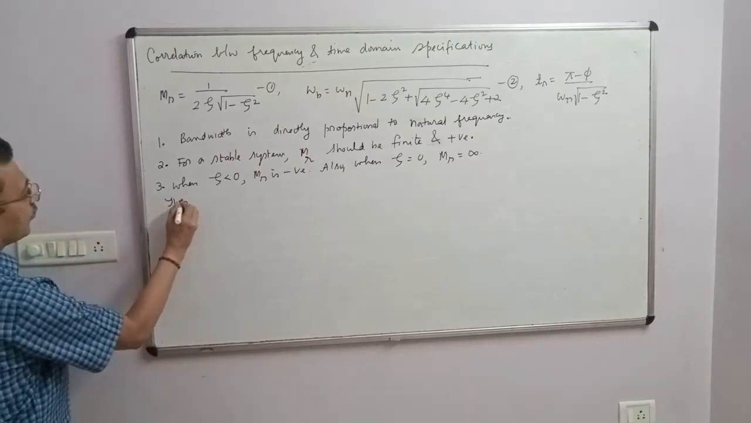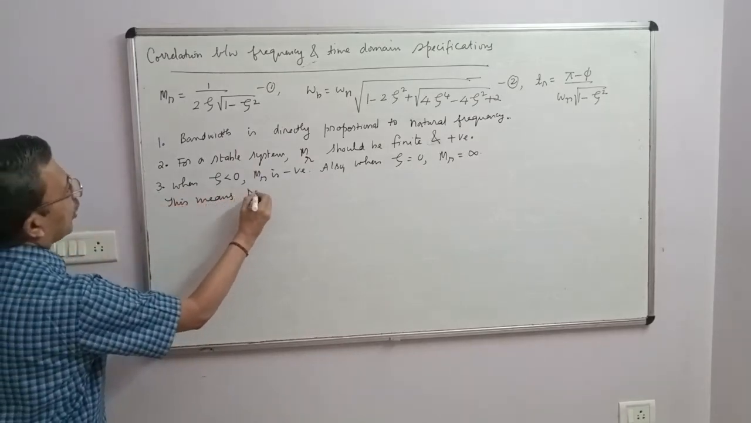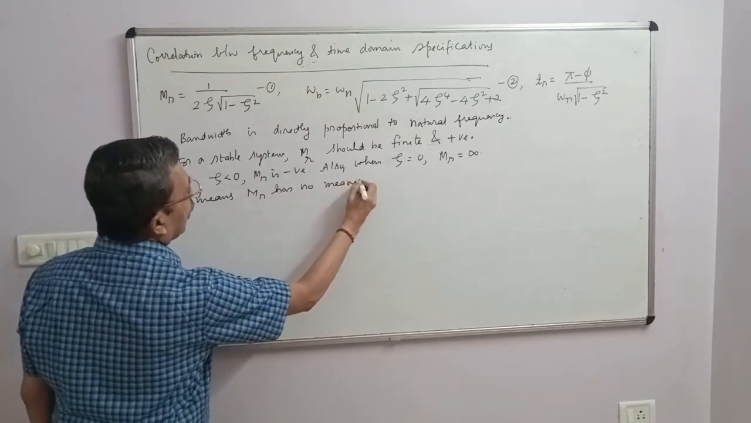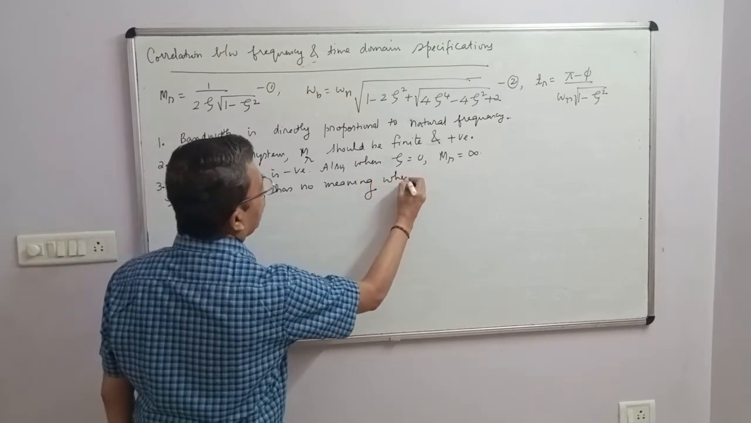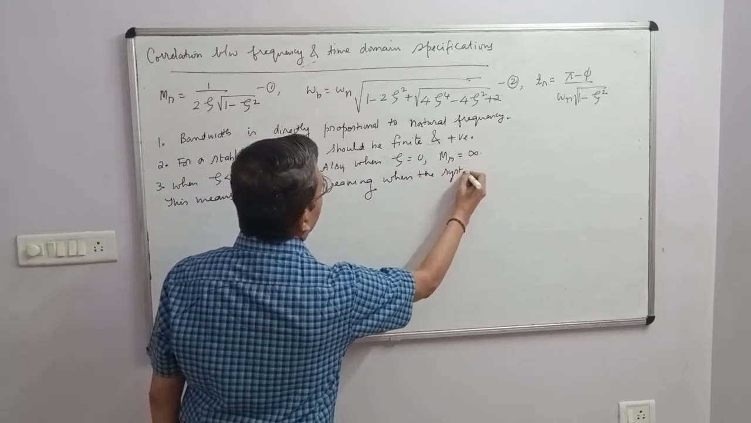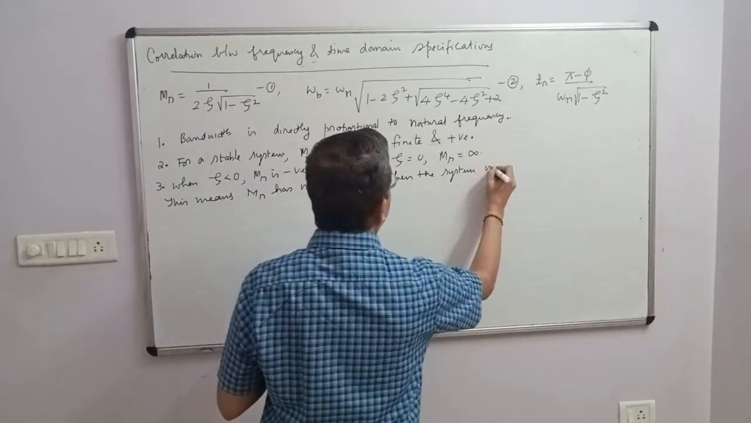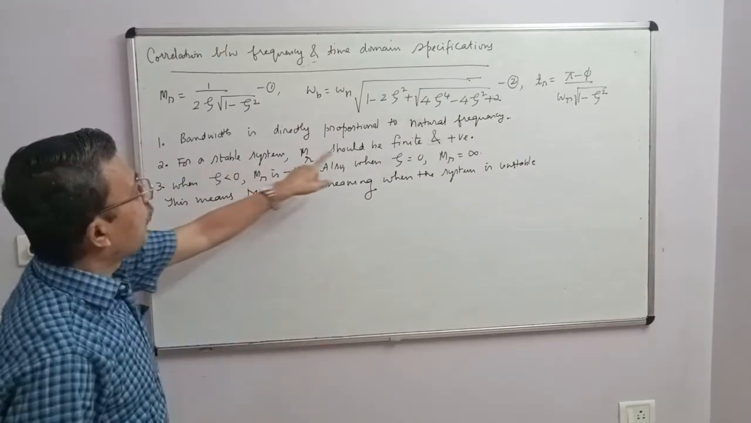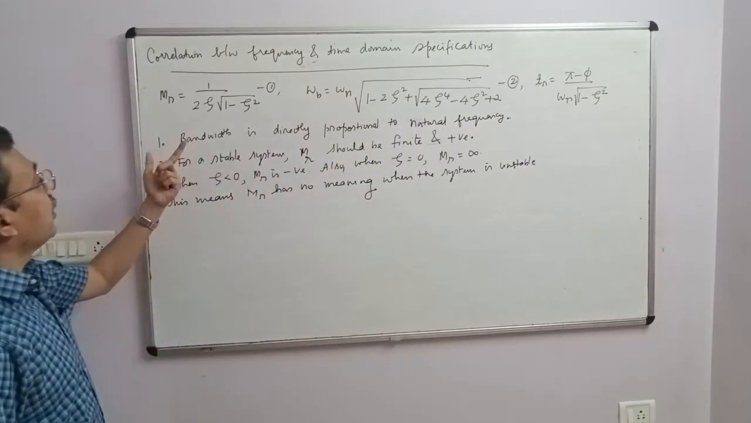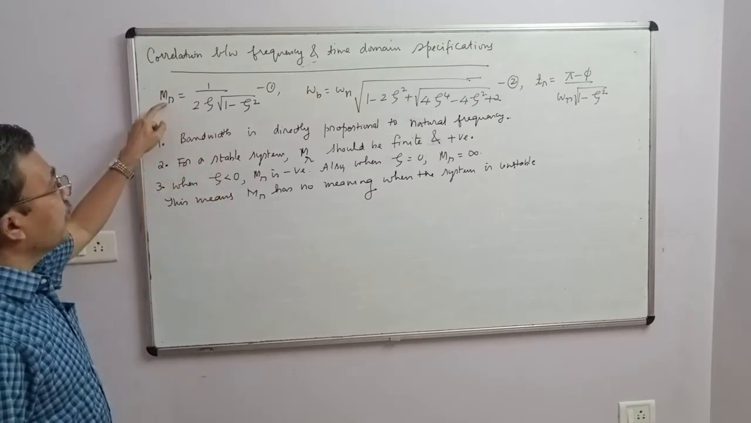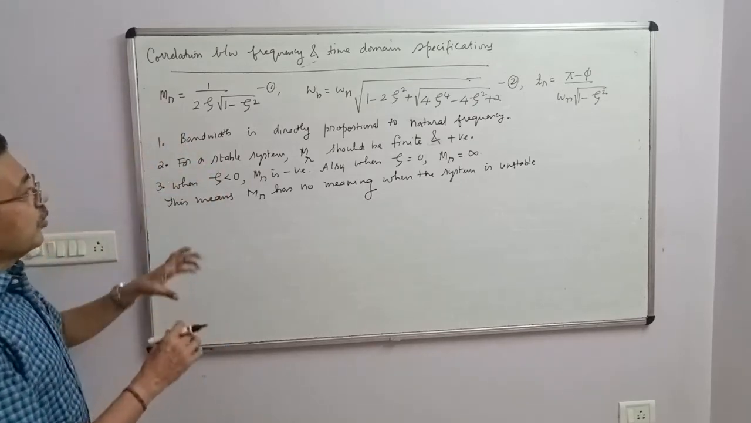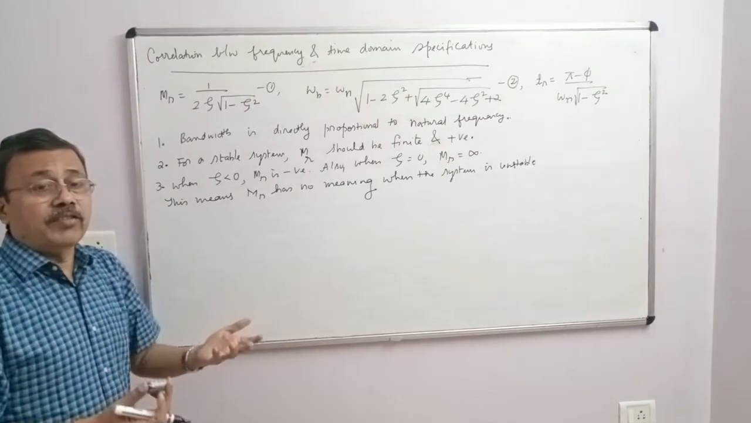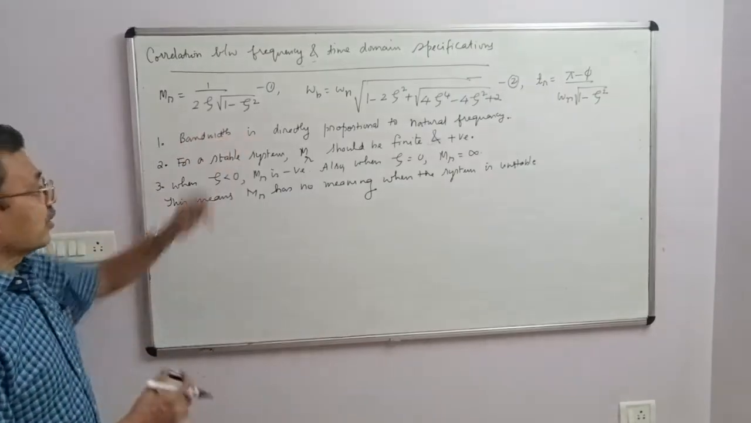This means MR has no meaning when the system is unstable. So for a stable system, MR should be finite and positive. Therefore, when MR is infinity, and when MR is negative, the system is unstable and MR has no meaning. System is unstable means for a dead system, how can you speak of MR?